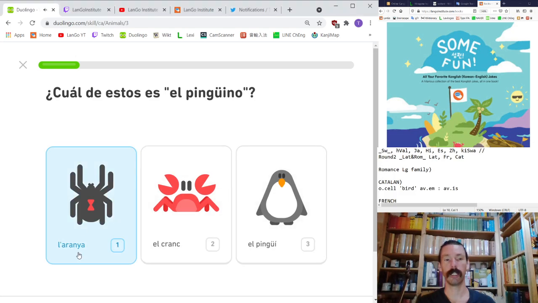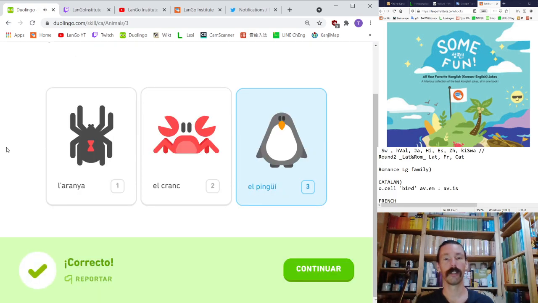¿Cuál de estos es el pingüino? La aranya. Probably a palatalized N. La aranya. So there's two ways to look at this spelling, A-R-A-N-Y-A. Is the N closing the second syllable, ran, and the next has an onset, ya? I think it's more likely that nya is a single onset, and this one before it is an open syllable. La aranya, with three syllables of equal weight. El pingüí. So higher tone on that acute accented I at the end. Masculine. Now, and this one likely feminine.